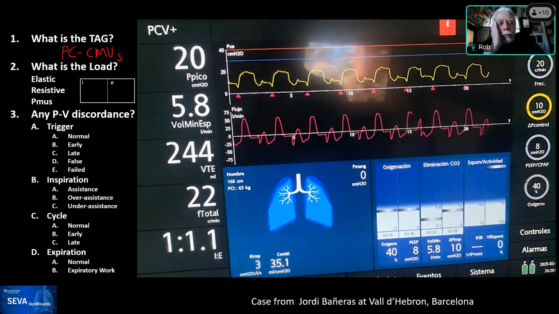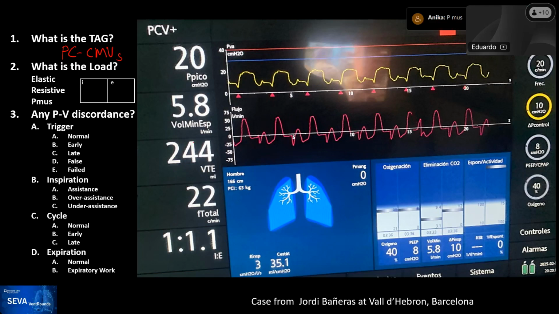Wonderful. So then the next question is, what is the load? What is going on here? Is it elastic, resistive, or is there presence of PMUS? There you go, Anika leading the way with a lot of PMUS being present here, right? Good job, Ben Busters. What you start seeing here is the presence of PMUS, and practically throughout inspiration and expiration, it's a dominant load.